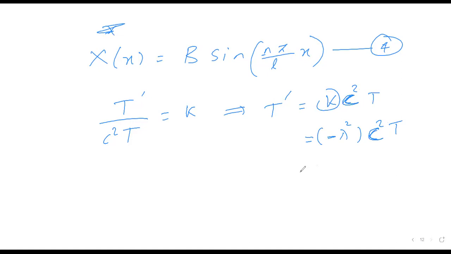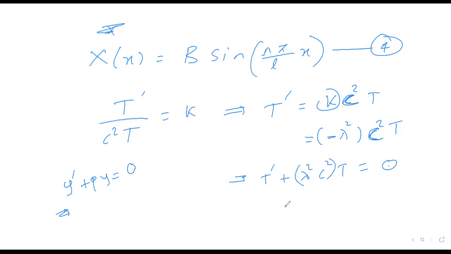Now what do you think? T dash plus lambda squared c squared T is equal to 0. This is a first order ODE case, no? So what will be the answer? If you have something y dash plus, let's say, p y, which is equal to 0, can you try this answer? Anyway, if you want the answer, I will write the answer and finish up my work.